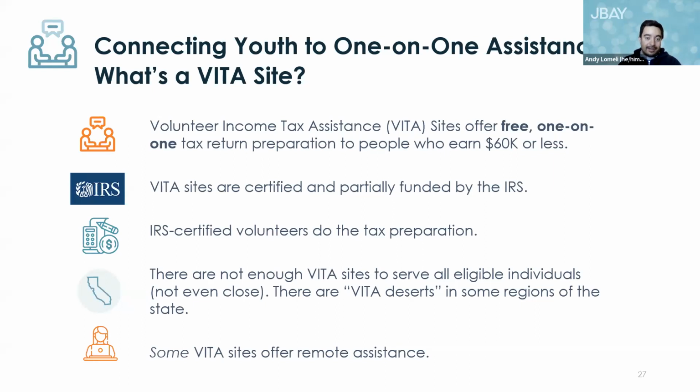Very helpfully, a lot of these VITA sites, in addition to offering in-person assistance, also offer remote assistance over something like Zoom. Those services are at certain sites across California and are available for youth who maybe don't have the most robust transportation options. They have work or childcare issues and can't make themselves available. So they can go ahead and sign on for a virtual appointment with one of several VITA sites. Let's go ahead and go to the next slide, please.